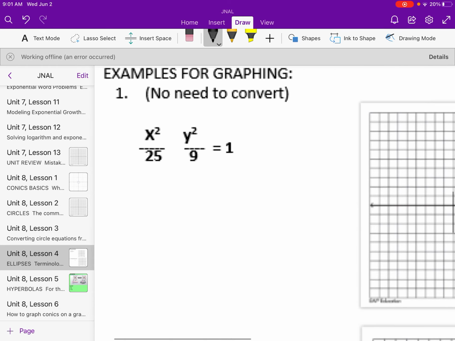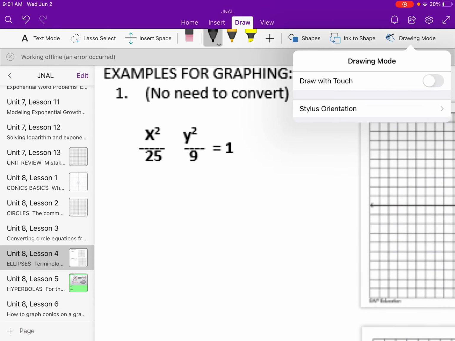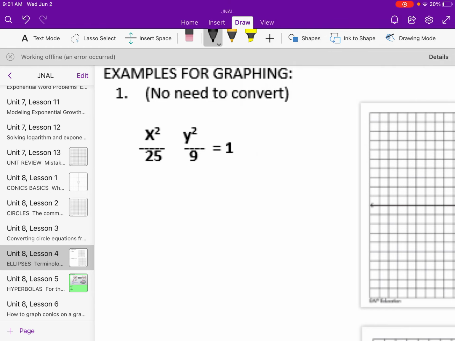But for number 1, we don't even need to convert, but we need to find some things so that we can graph. Let's find our center point first. Whatever the center point is tells you what transformations you will add to the points that you find to be the vertices.